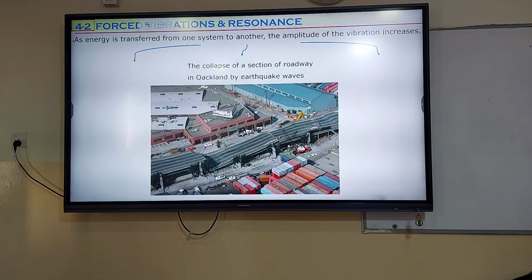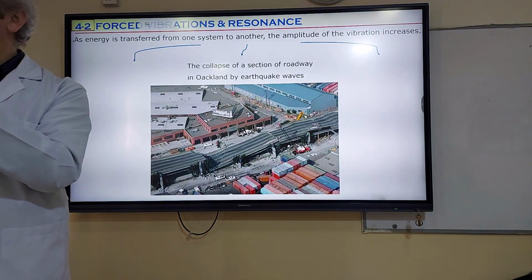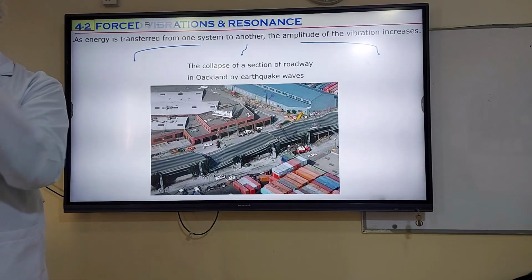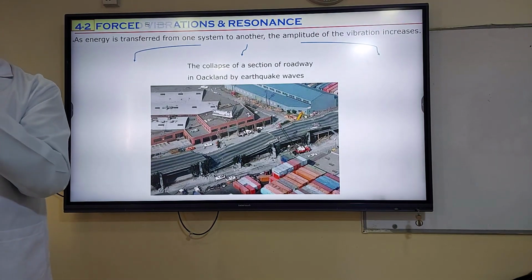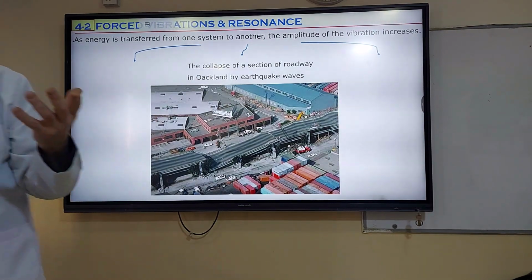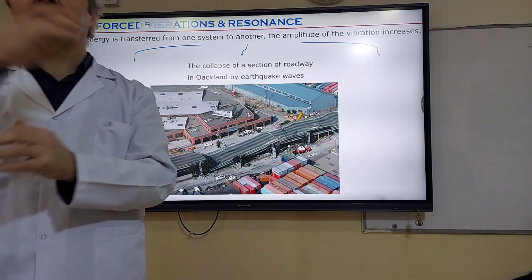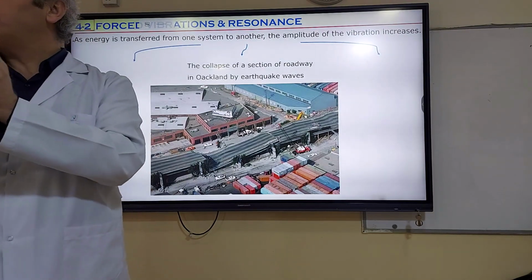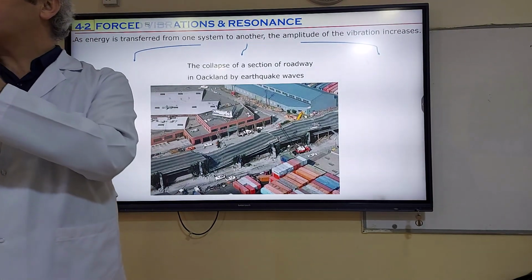Every earthquake is a wave. Every wave has some frequency, huh? And every construction has a natural frequency of vibration. If the earthquake wave's frequency and the natural frequency of the vibration match each other, what will happen? Resonance will take place. If resonance takes place, energy will be added by the earthquake waves to the building. The building will start vibrating with a larger amplitude.